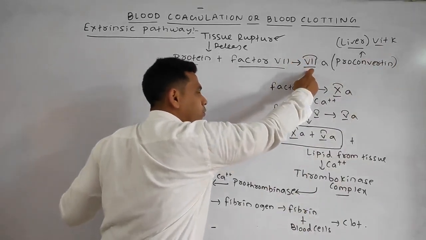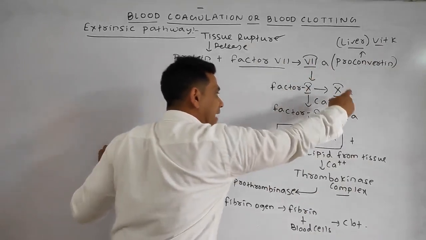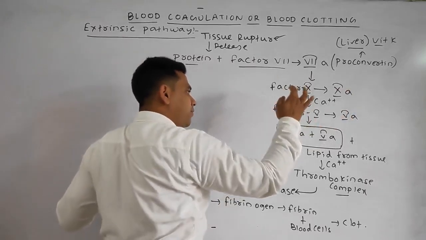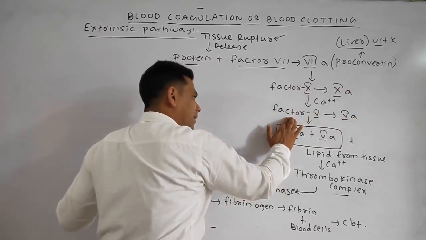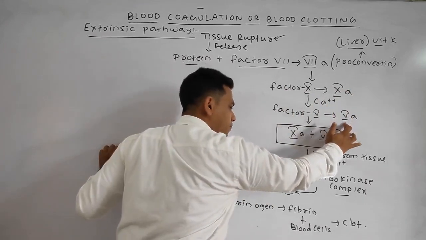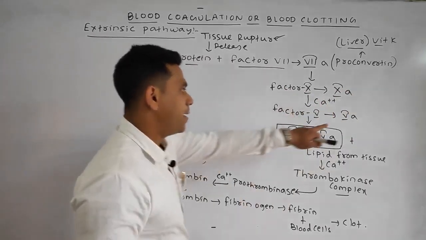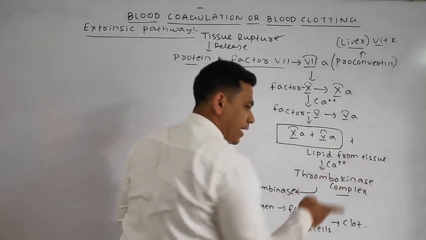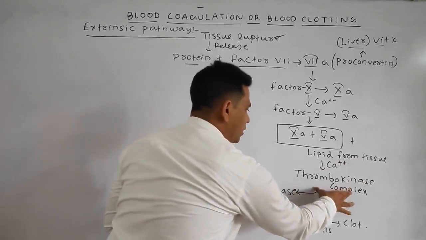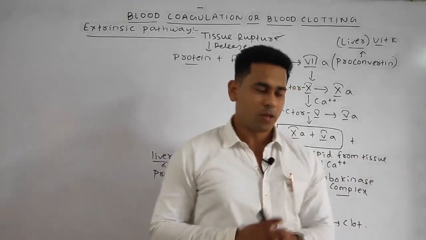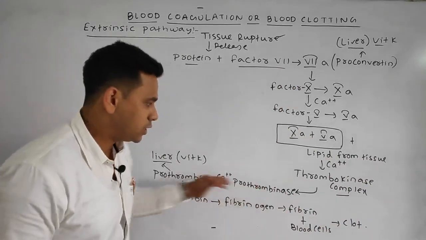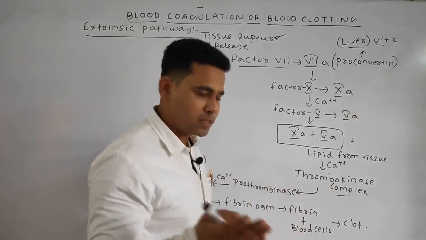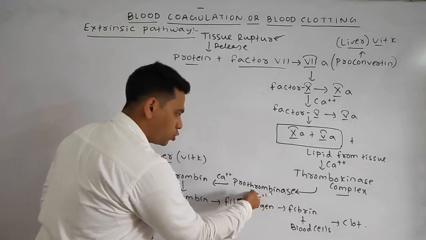Activated factor 7 will convert inactivated factor 10 into activated factor 10. Activated factor 10, in the presence of calcium, will convert inactivated factor 5 into activated factor 5. This activated factor 5 combines with activated factor 10, which further combines with the lipid from the tissue in the presence of calcium. Lastly, the thrombokinase complex, or the thromboplastin, is formed. From the thrombokinase complex, the rest we know from the general process: the synthesis of the prothrombinase takes place.